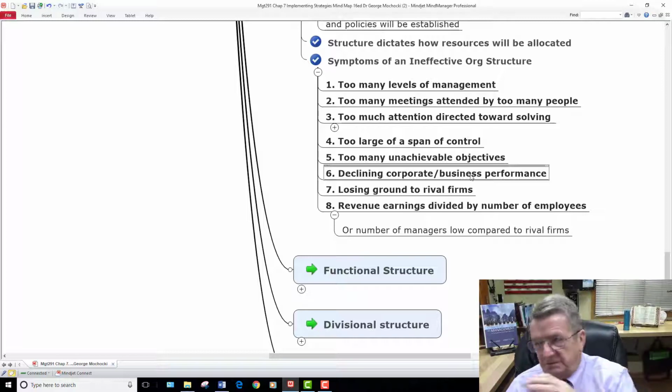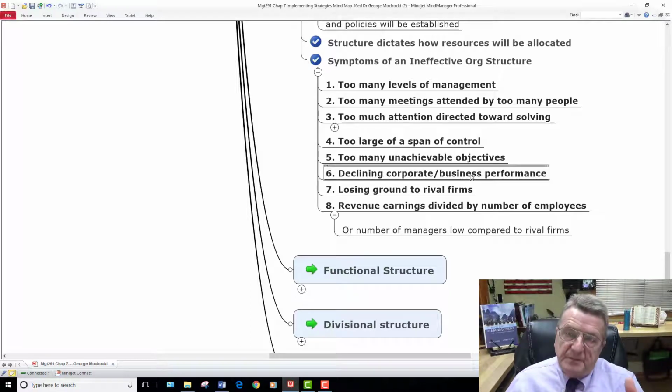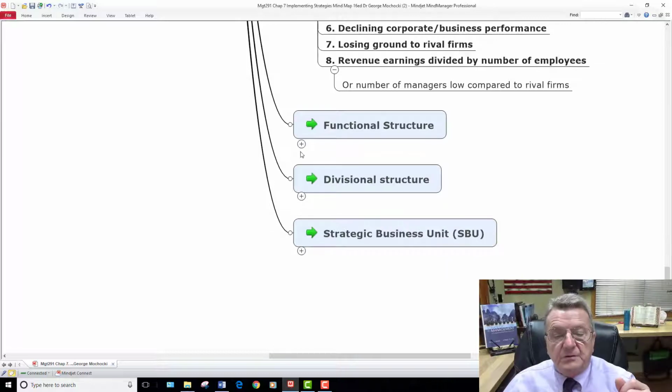Customers say, I used to be here, now it's over here. I can't find this. I've got to walk around. Okay, so your sales are going to be down. You're going to understand that. So how do you anticipate that, to bring it up as quickly as possible? Okay, now the functional structure.